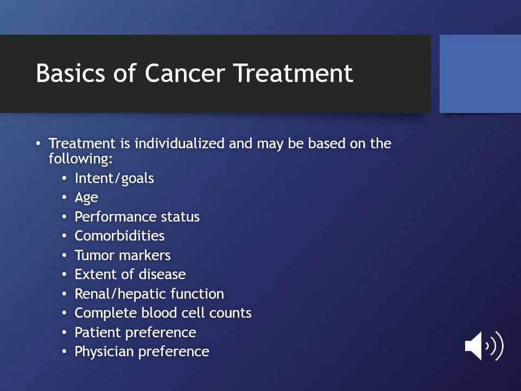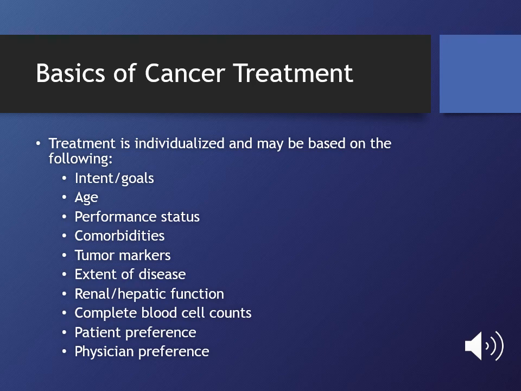The other things we look at are what comorbidities the patient has prior to starting therapy. So, do they have diabetes, heart failure? Do they have baseline peripheral neuropathy? These are all things that we need to consider when selecting therapies.